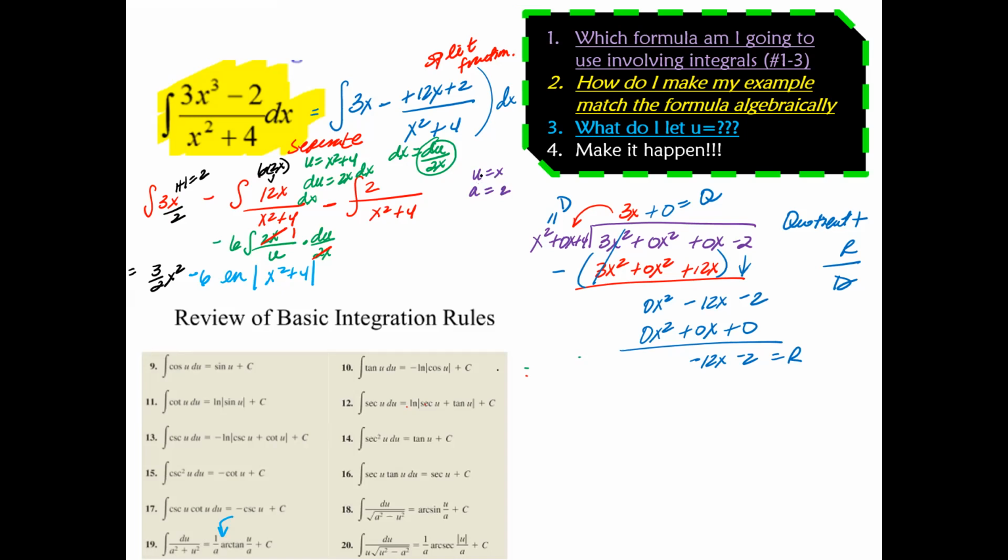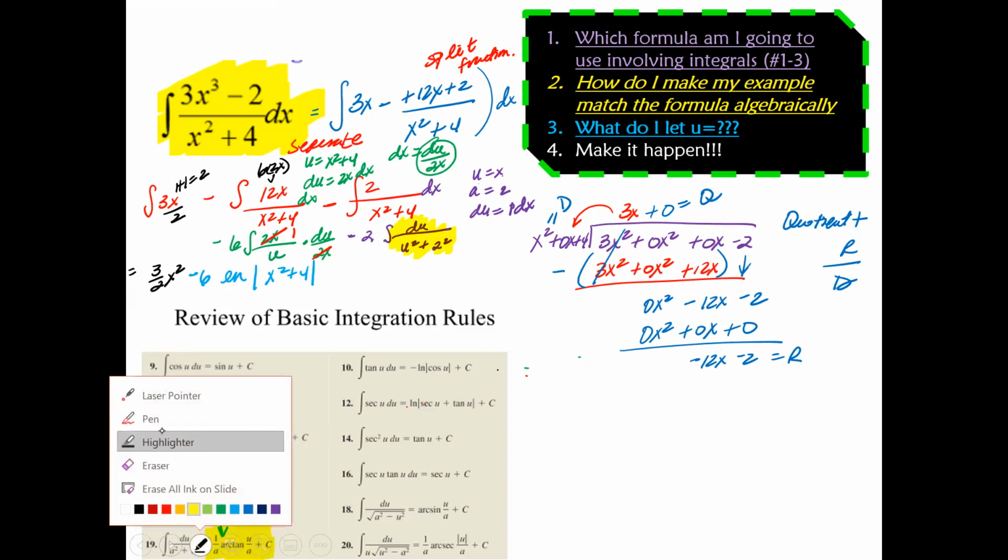If u is x, then your du is going to be 1 dx, right? So if I rewrite this, I will have a minus 2 integral, change your dx to du over u, which is x, so this will be u squared plus 2 squared. And now that everything matches, I can go ahead and replace it with this equation right here.